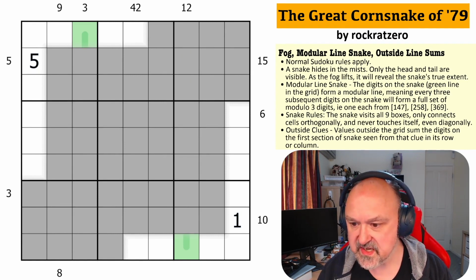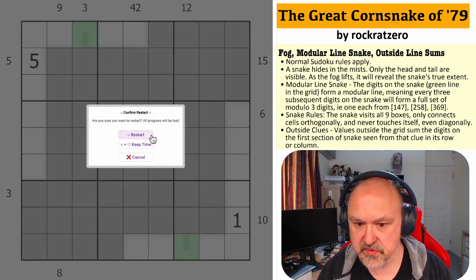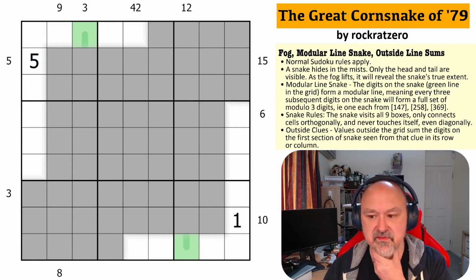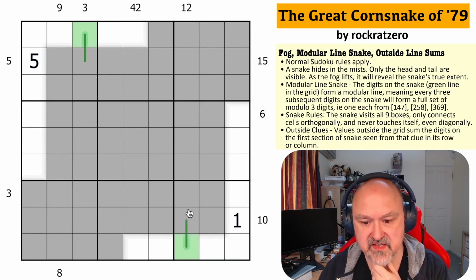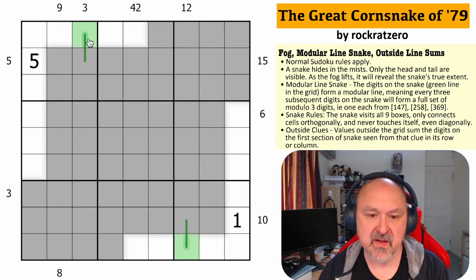So I'm going to restart the puzzle to restart my timer. Let's give this a shot. Now, one thing I can tell straight away is these enter the fog. Okay. Now, this is a 3 clue, but it's at least 2 cells long. So this has to be a 1, 2, and it can't continue. So this has to turn. But I don't know which direction it turns. So, yay.